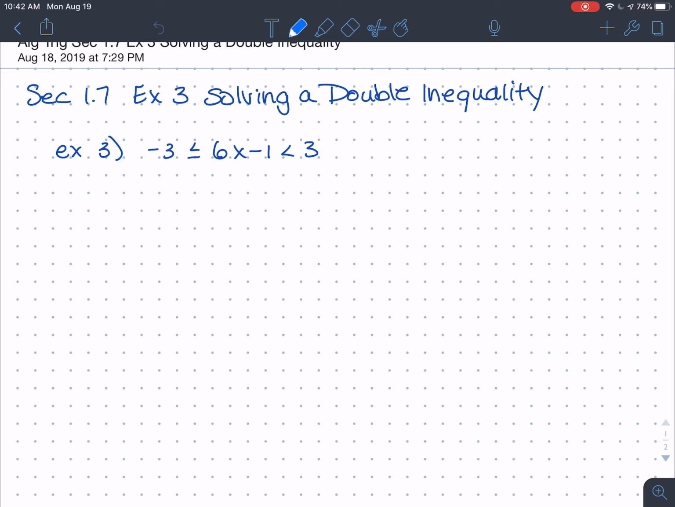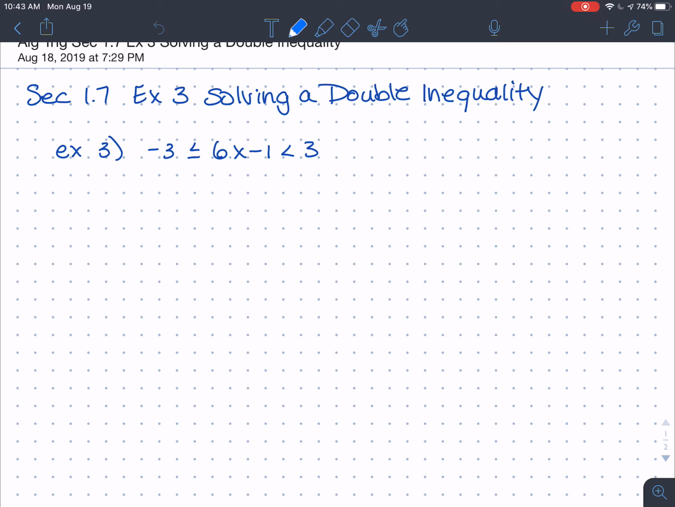So example 3 is solving a double inequality. A double inequality is also known as a compound inequality. Basically, you can see we have more than one inequality symbol. We have two less thans. So you solve this just like a regular old inequality.